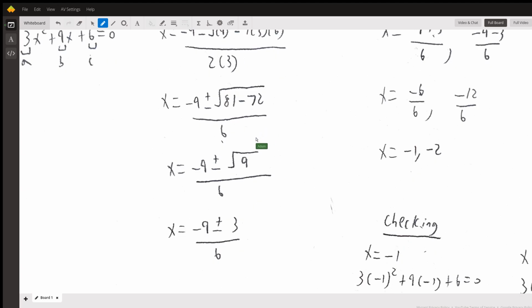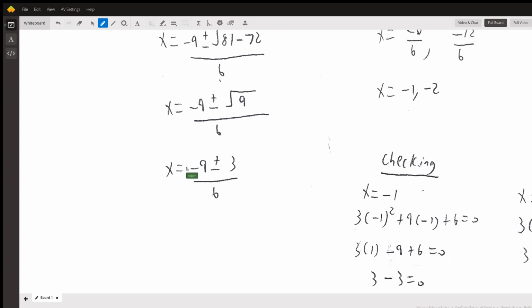So this becomes 81 minus 72. Coming down further, I just simplify what's underneath the square root. 81 minus 72 to get to 9. And then down here, we have 3 at the end. So negative 9 plus or minus the square root of 9, which is 3. So our final equation is going to be x equals negative 9 plus or minus 3 over 6.